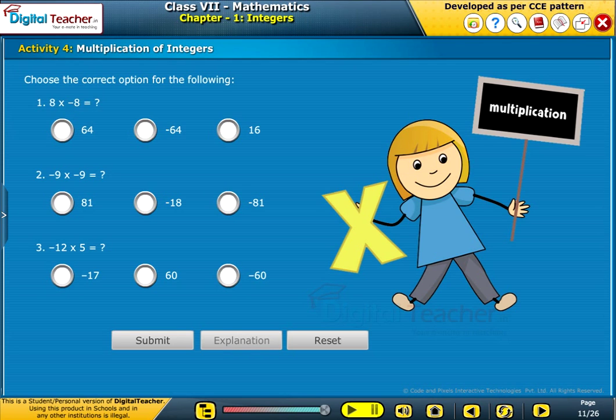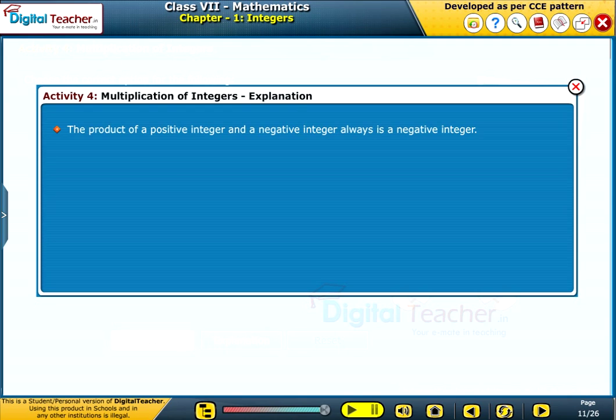Let us do a simple activity to choose the correct option for multiplication of integers. Choose the correct option for the following and then click Submit button to verify your answers. The product of a positive integer and a negative integer always is a negative integer. The product of two negative integers always is a positive integer.